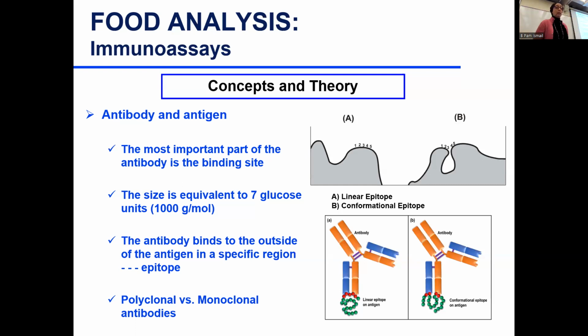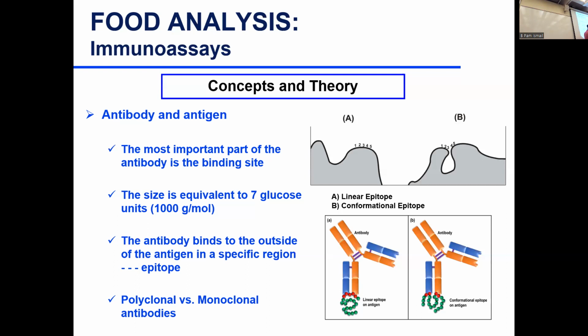Another thing on this slide is I want you to remember that there are antibodies that are polyclonal and antibodies that are monoclonal. Now you're going to say, why do I care? You care because in standard immunoassays that you purchase, like ELISA, immunosorbent enzyme linked.